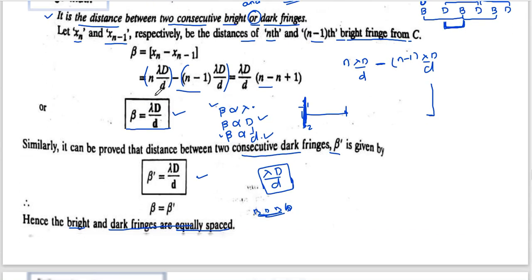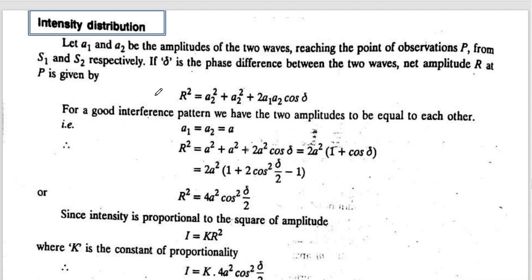Okay. Now move to the intensity distribution part. How will the intensity be distributed, what will be the intensity of the maxima and the intensity of the minima, and what are the amplitudes in the two cases? Now let's discuss this part. Let A1 and A2 be the amplitudes of the two waves reaching the point of observation P from S1 and S2 respectively. So in the figure, this is S1 and this slit is S2, this is the screen and this is the point P.